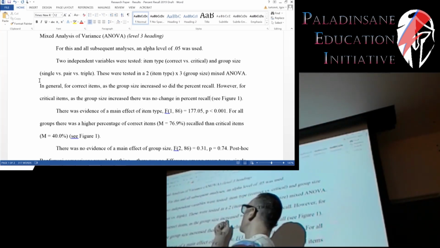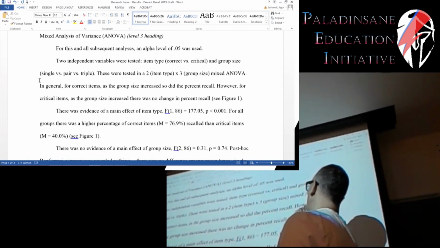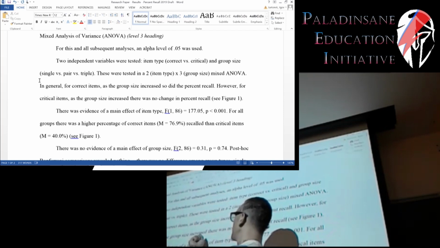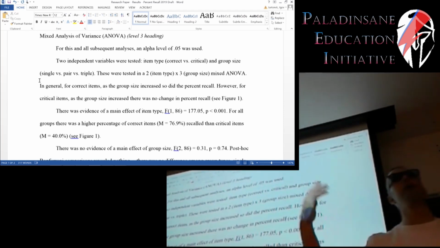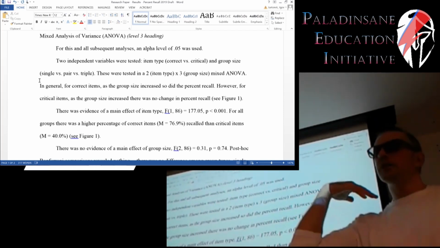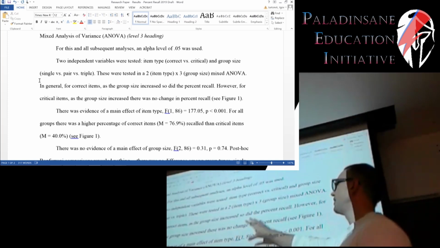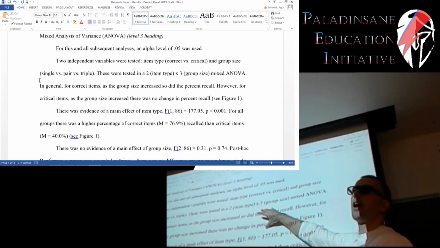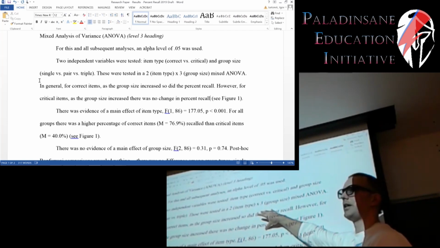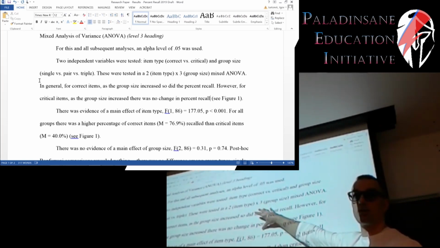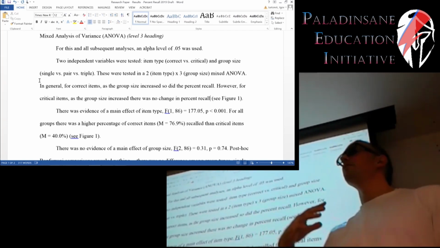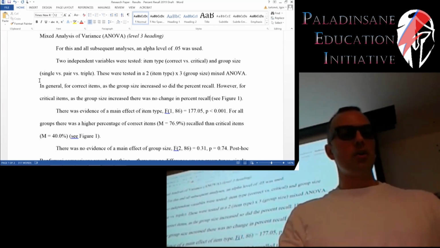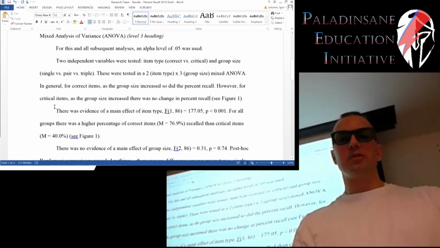As group size increased, so did the percent recall. However, for the critical items, as group size increased, there was no change in percent recall, right? Make it simple for the reader. They'll thank you for it. And again, in English W131, I'm sure you would lose points all over the place because, again, it's boring. But it is straightforward. And it is very nice when a reader encounters this. They'll know that somebody who knows how to write a results section has written this results section.